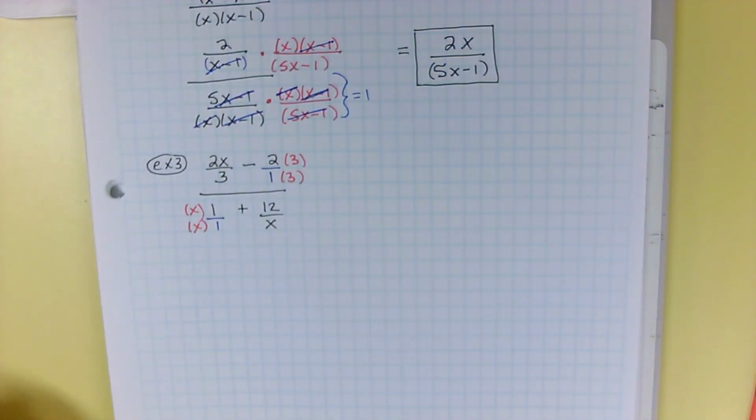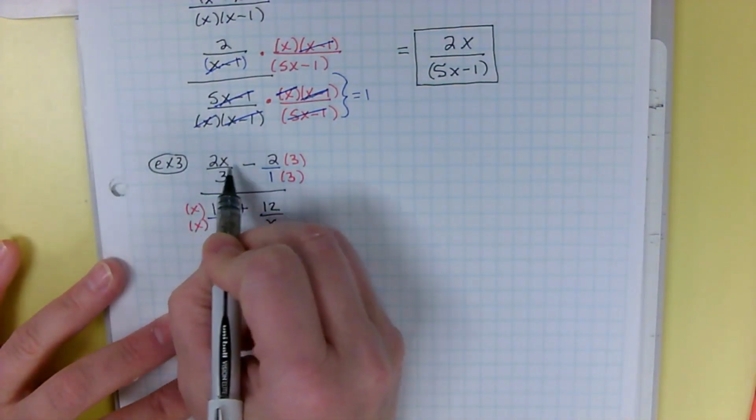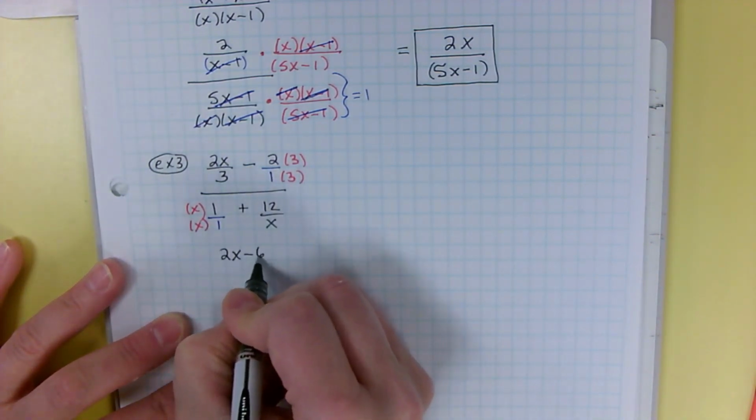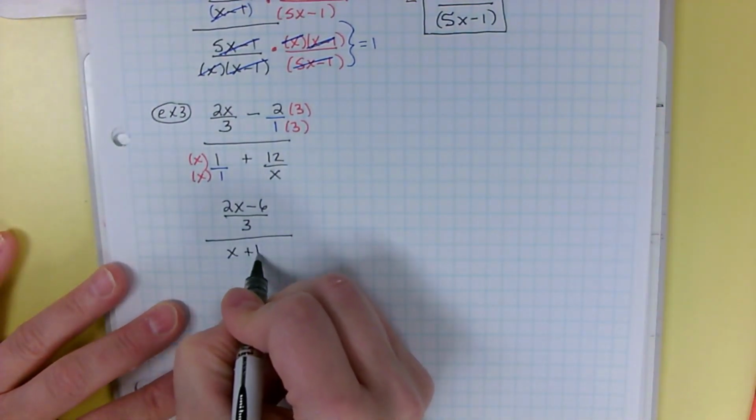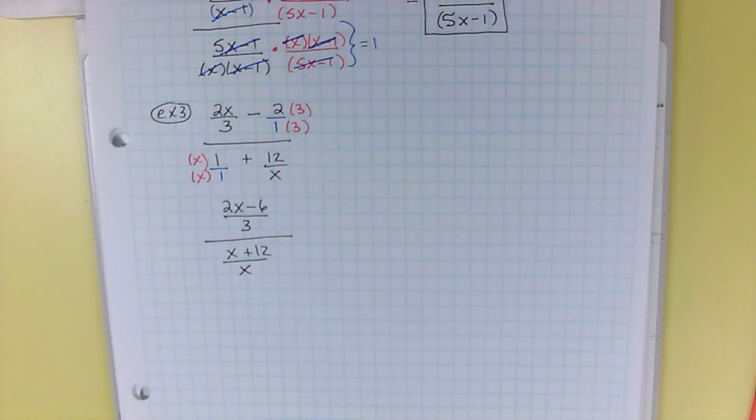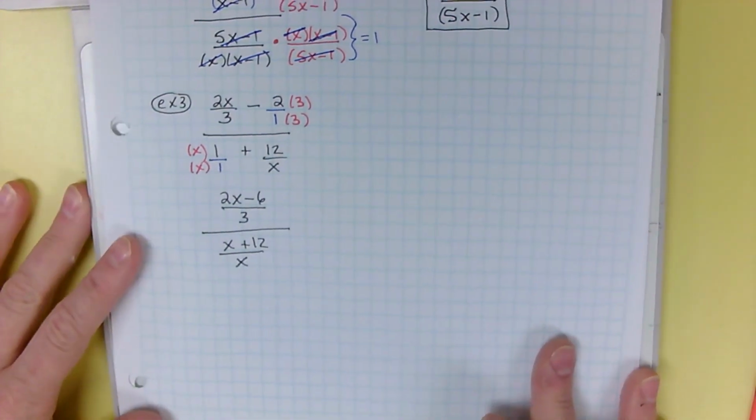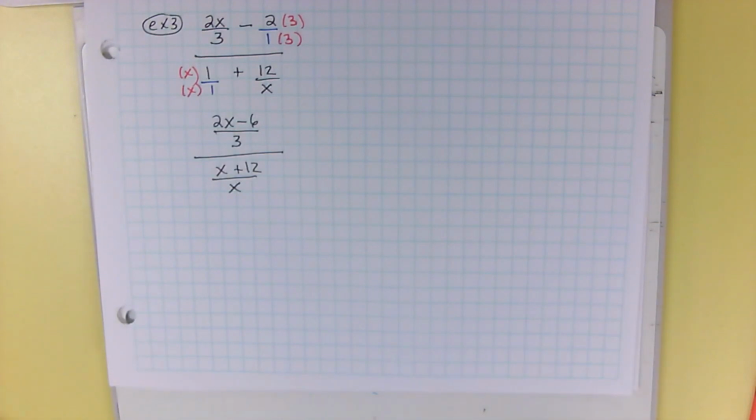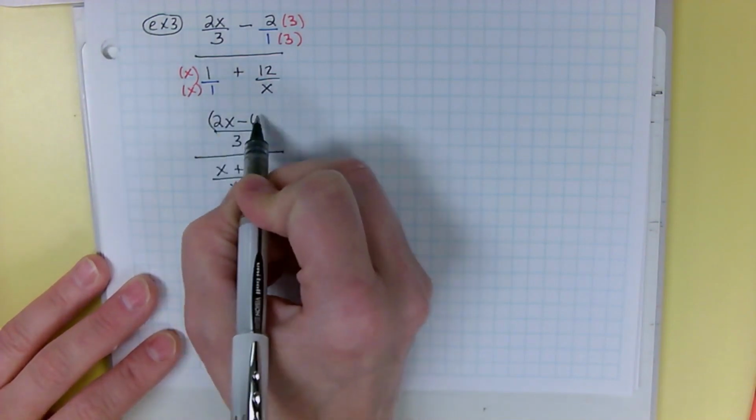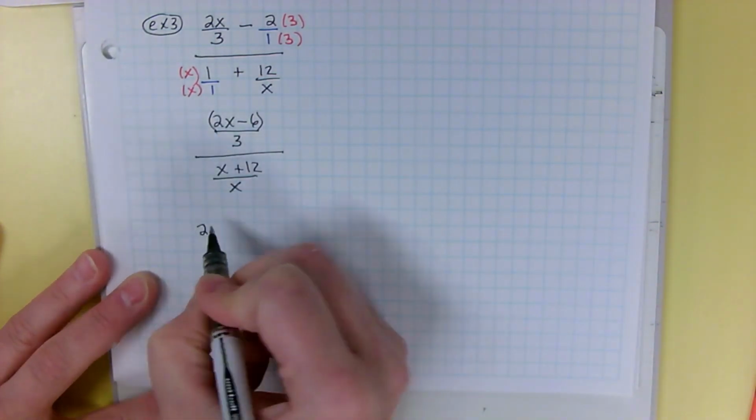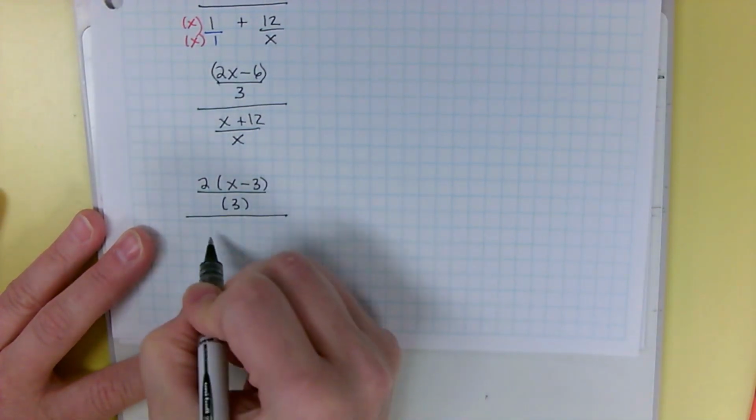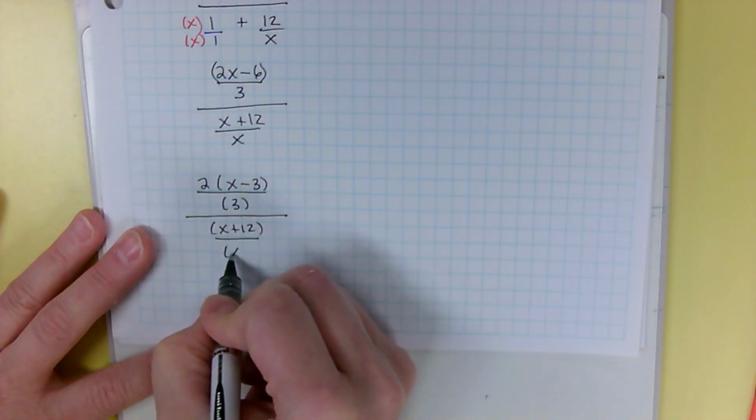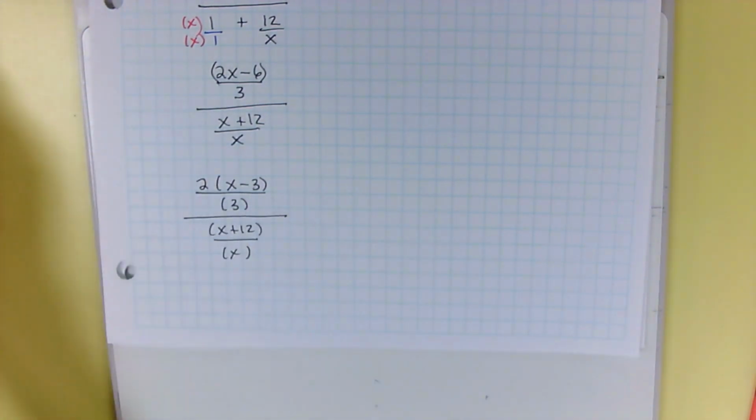So what have I got now? We put the tops over 1 bottom. So I have 2x minus 6 over 3 all over x plus 12 over x. Okay, so here's where if you can factor, you need to, just in case something cancels. So this binomial here, you can divide a 2 out of. So I have a 2 times x minus 3 over a 3 all over x plus 12 over an x. And I can't cancel anything out even when it's factored.